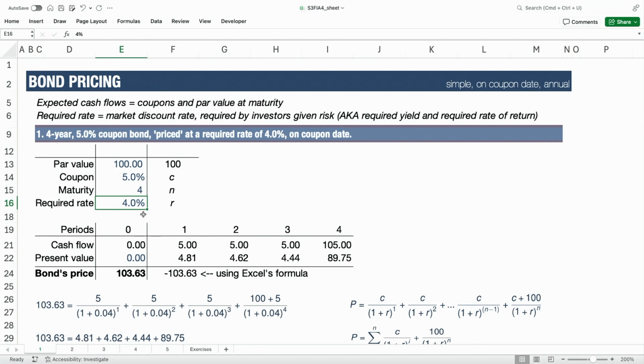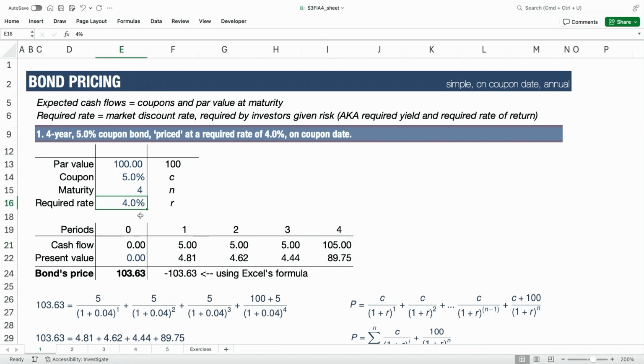First, we outline the cash flow schedule, as I've done here, with periods representing the number of years when the cash flow occurs. You see, the first coupon, the second, and so on until maturity at the end of the fourth year when the bond is redeemed, and the last cash flow contains also the par value of the bond.